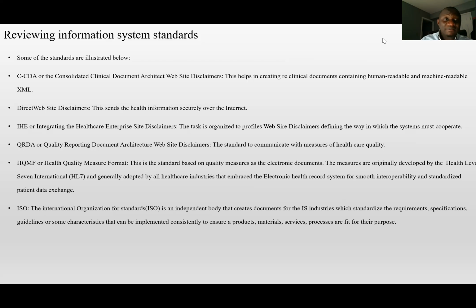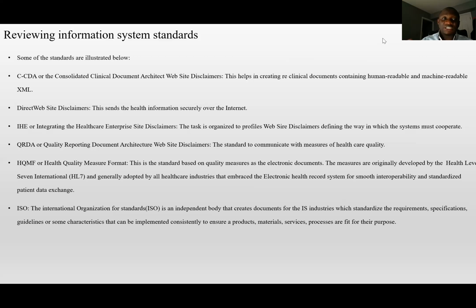So I had here some of the standards that apply to healthcare. We have the CCDA, which is the Consolidated Clinical Document Architecture website. They have some disclaimer on the website. This helps in creating the clinician documentation in the form of XML. We have the Direct website disclaimer tool.